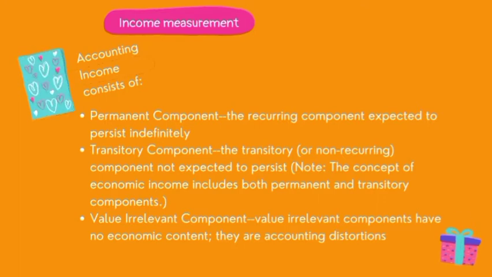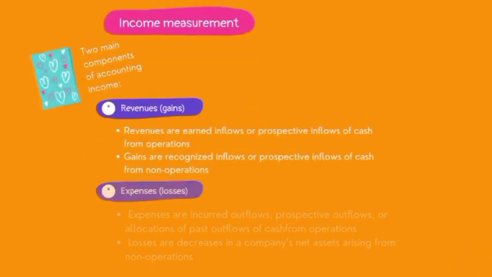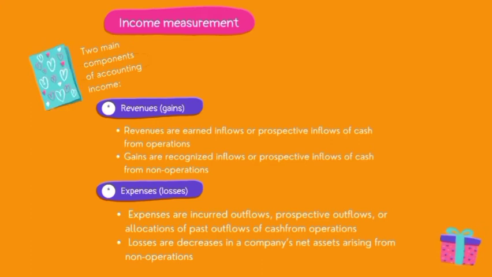Standard setters are aware of the need to separate recurring and non-recurring components of income. Accordingly, the line items of the income statement are arranged in a manner that allows an analyst to identify non-recurring components. There are 2 major components of accounting income, such as revenues or gains and expenses or losses. Revenues are earned inflows or prospective earned inflows of cash that arise from a company's ongoing business activities. These include cash inflows such as cash sales and prospective cash inflows such as credit sales.